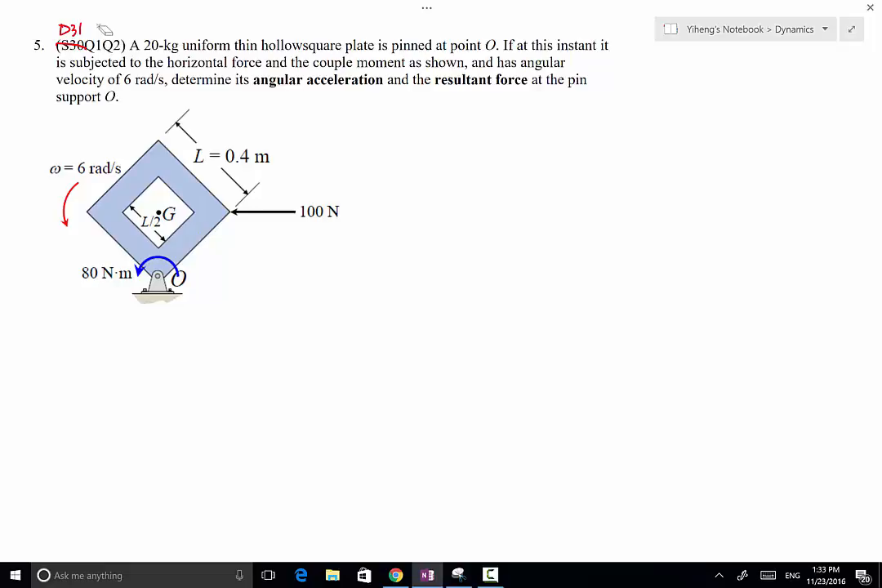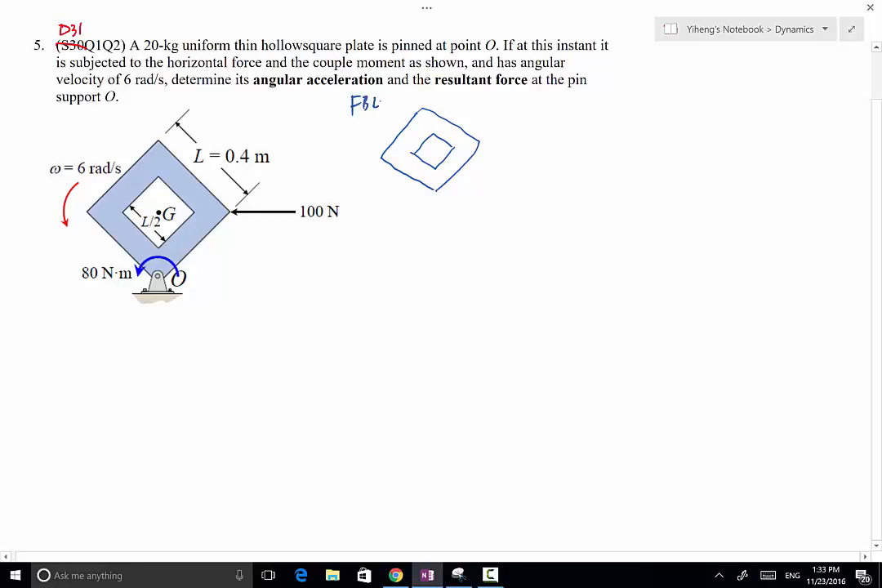At this instant, it is subjected to this external force and external couple moment, and it has an angular velocity of 6 radians per second counterclockwise. We need to determine its angular acceleration as well as the resultant force at pin support O. For this type of problem, we always start with a free body diagram. It's just a rough sketch.